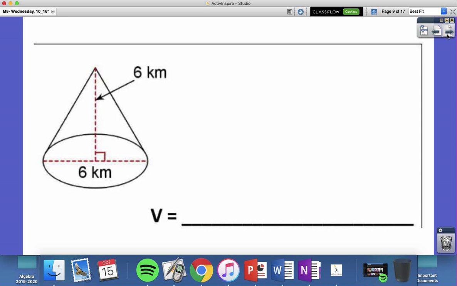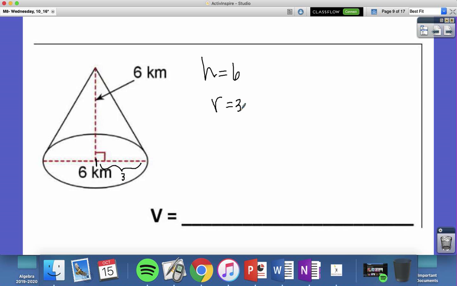So our next example, this time our height is given as well. It's straight up and down from the base to the tip of the cone, so our height is 6. But this time the measure is all the way across the circle. So I have to remember that that's diameter. Radius is only halfway, so I need half of this measurement. So our radius is just half, which is 3.